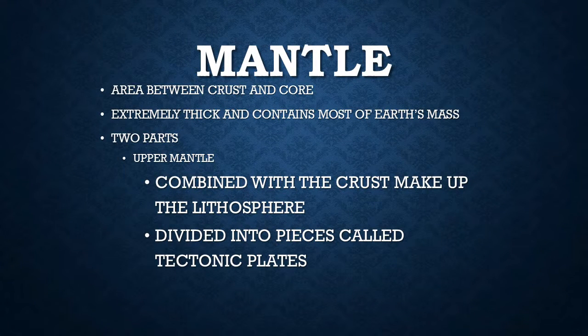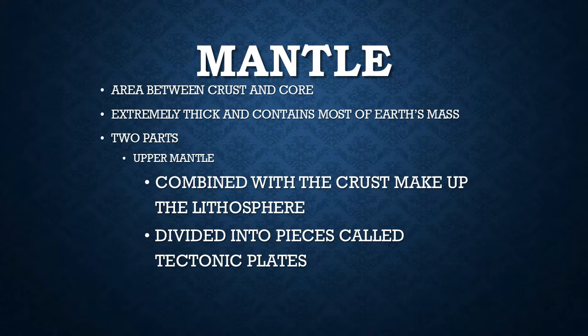The next layer below the crust is the mantle. The mantle is considered the largest of layers, most dense, a lot of heat, so you have molten rock and solid rock within it, and it is the area between the crust and the core. It contains most of the Earth's mass.